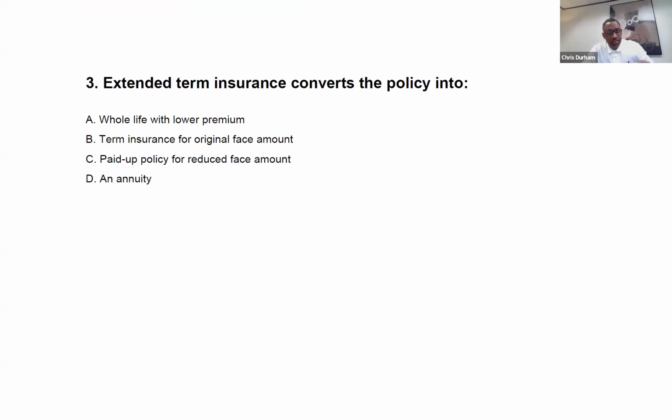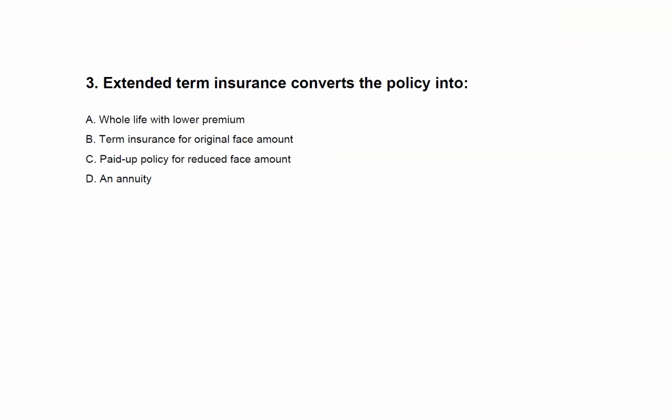All right, next. Extended term insurance converts the policy into whole life with lower premium. Nope. If you ever see the word in the question, and that's one of the answers, that's the answer.